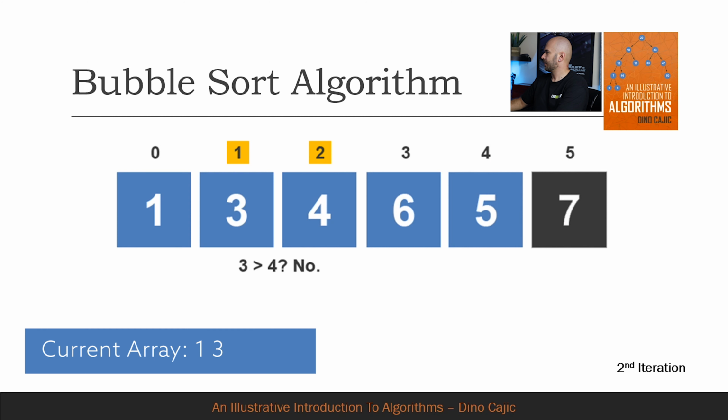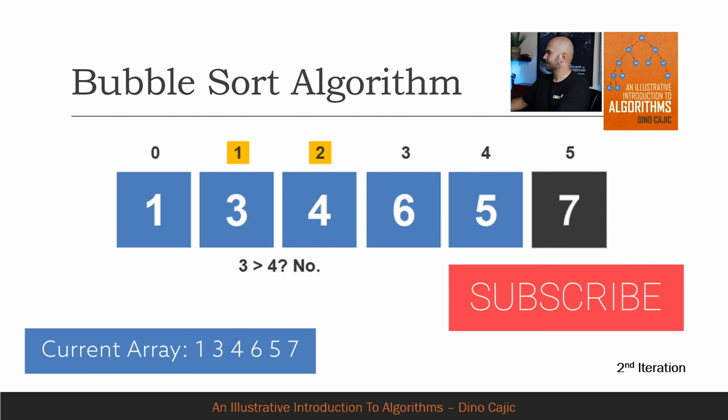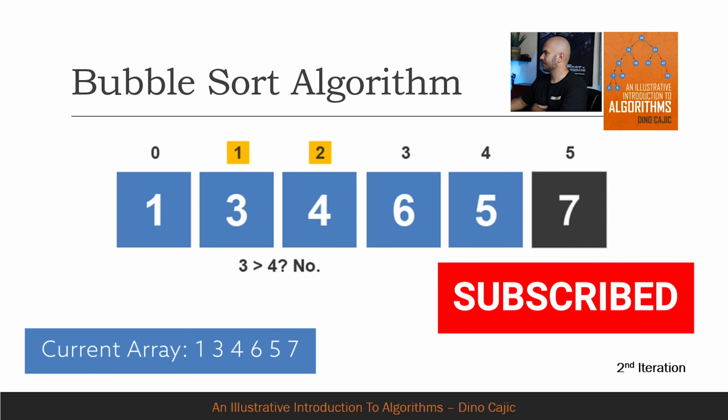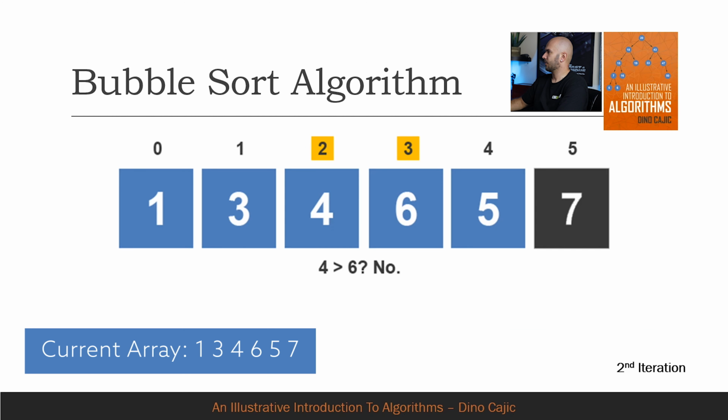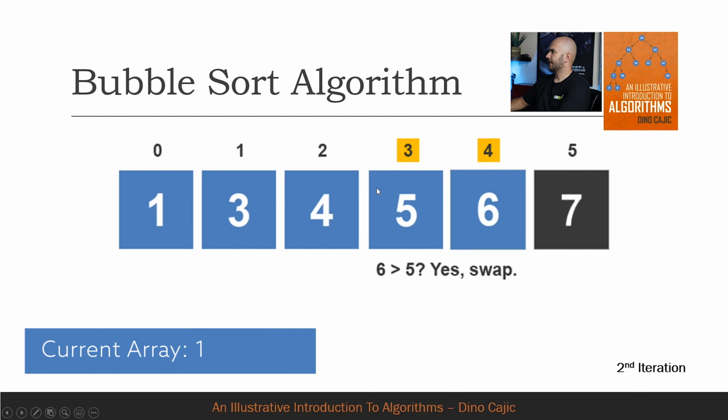Next, the algorithm compares the values 3 and 4. Since 3 is less than 4, the values remain in their current positions. Values at indices 2 and 3 are compared. Since 4 is less than 6, the values are not swapped. The bubble sort algorithm compares the values at indices 3 and 4. Since 6 is greater than 5, the elements are swapped.